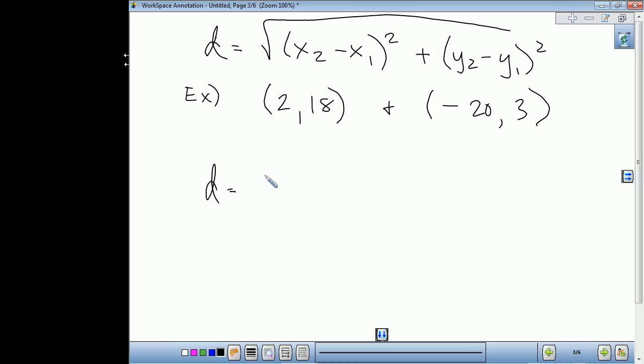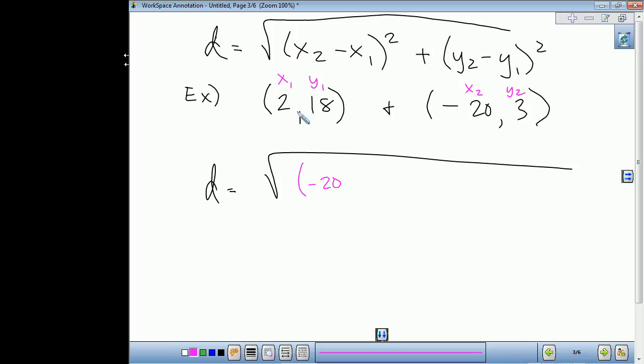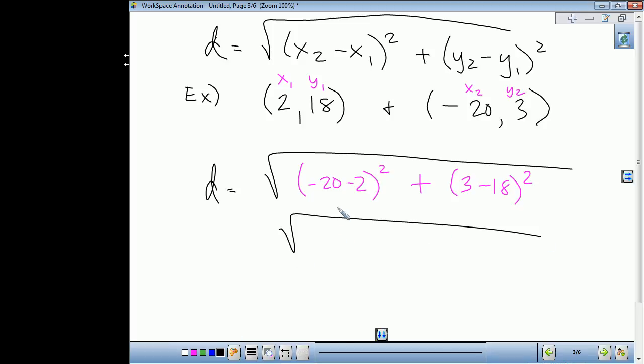Okay, so what would we do? We would choose one point to be our first point. Usually I pick the first point to be the first point. And choose another point to be the second point. So if we did x2, -20, minus x1, squared, plus y2, 3, minus y1, squared. So -22 squared, that is 22 squared is 484, right?